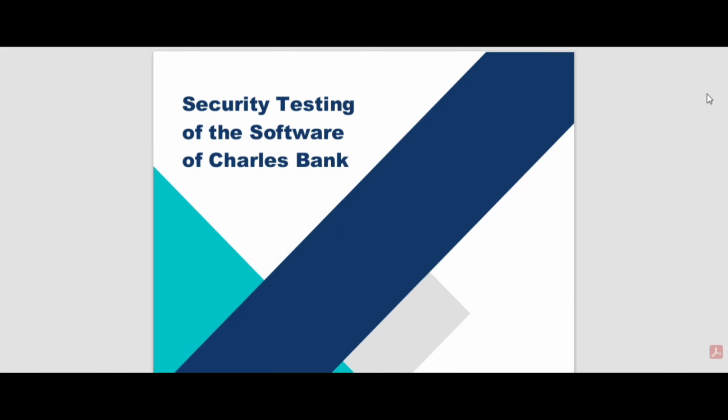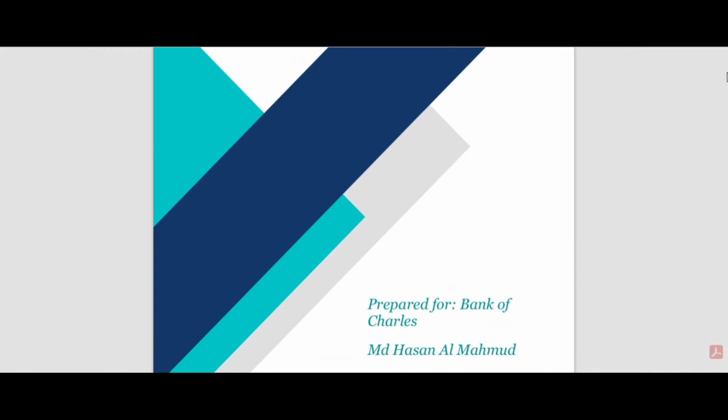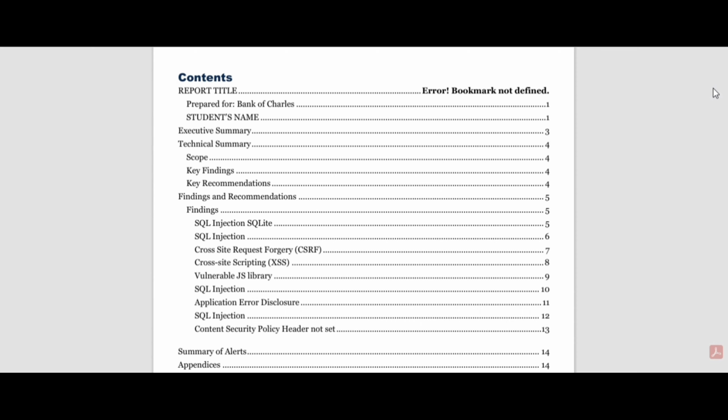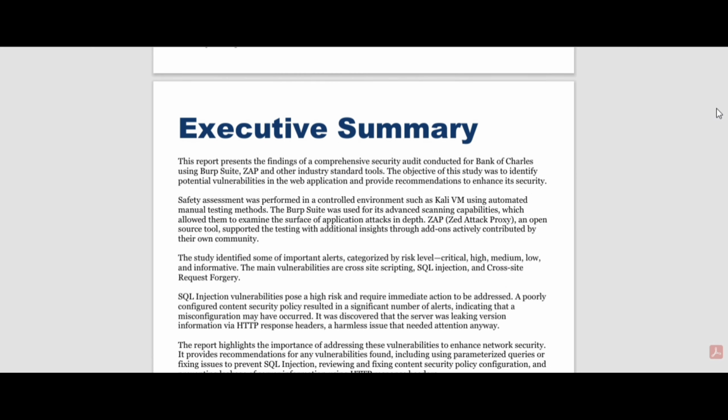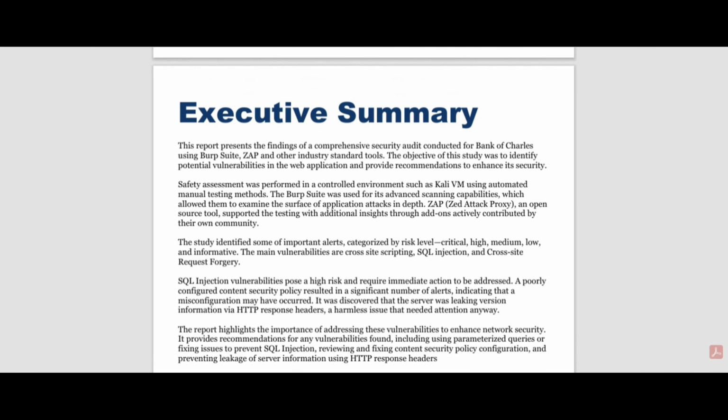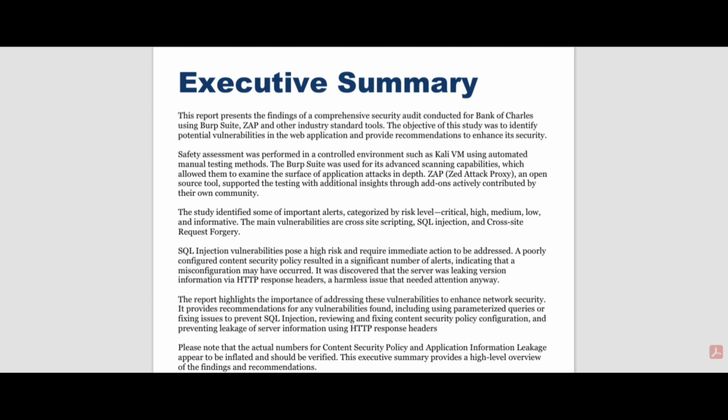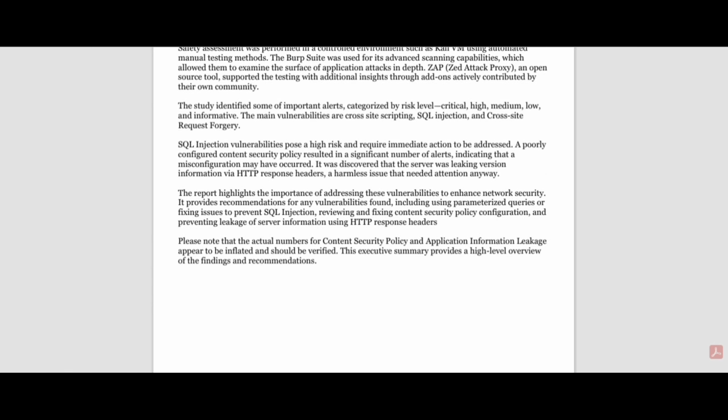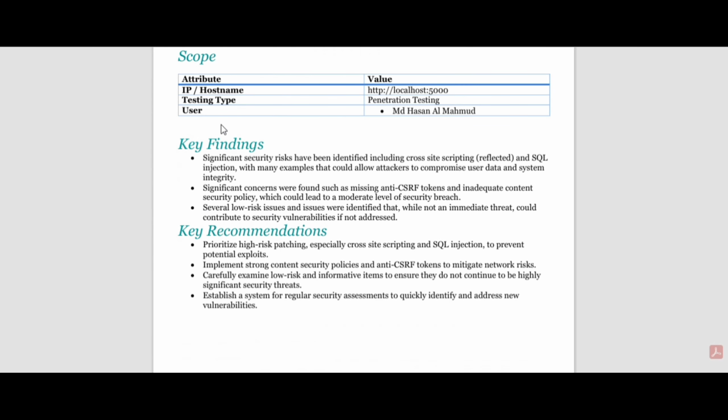This is the penetration testing report for Charles Bank, and now we are going to elaborate on the working, the attacks that were found, and the recommendations. All we discuss here is the executive summary: the identified high-risk issues like SQL injection, the prevention mechanisms, and key audits. And now this is the technical summary, where the key findings and key recommendations are mentioned.